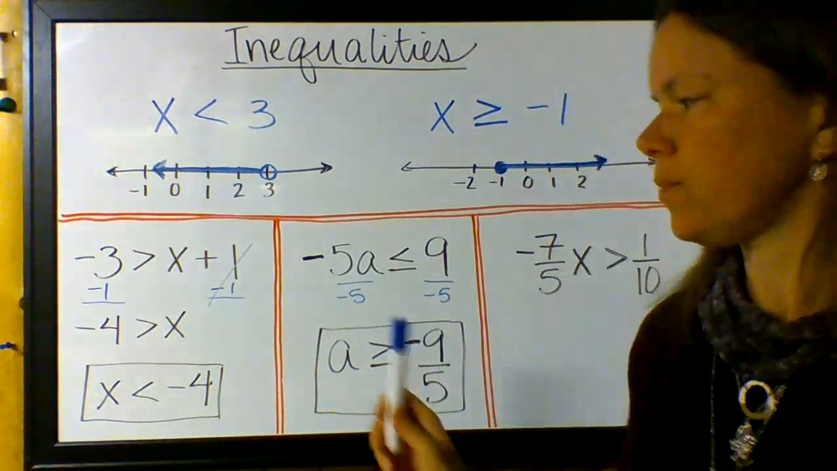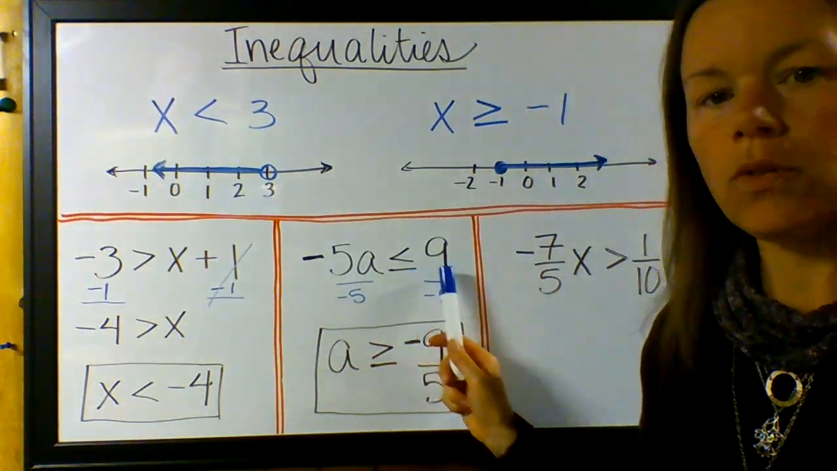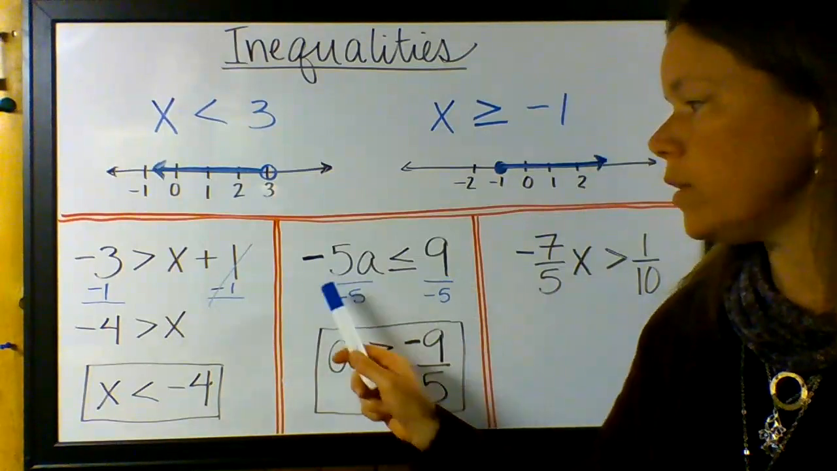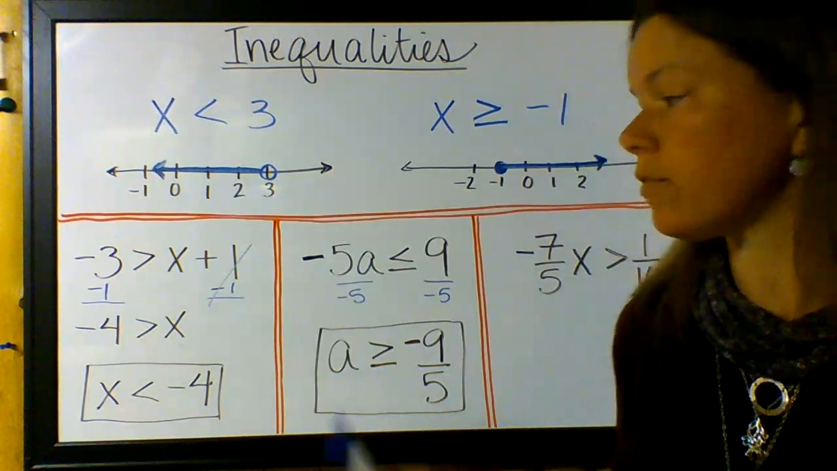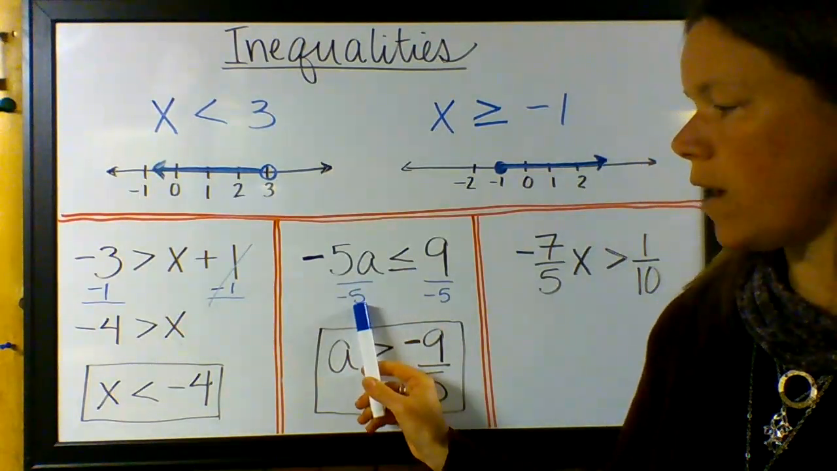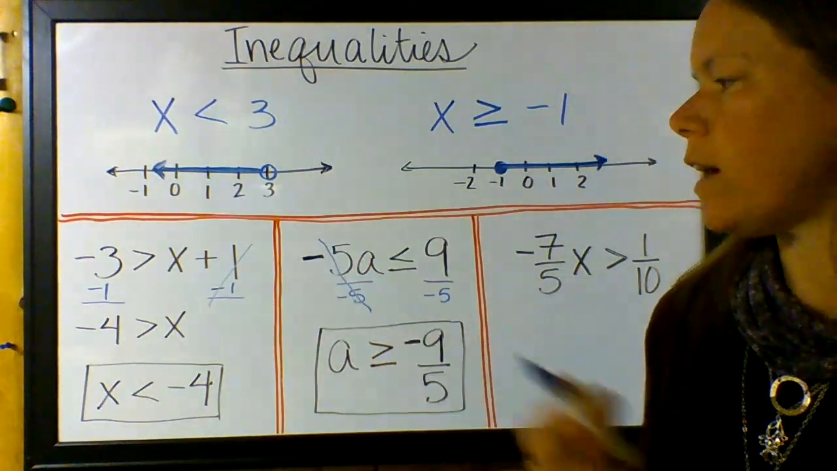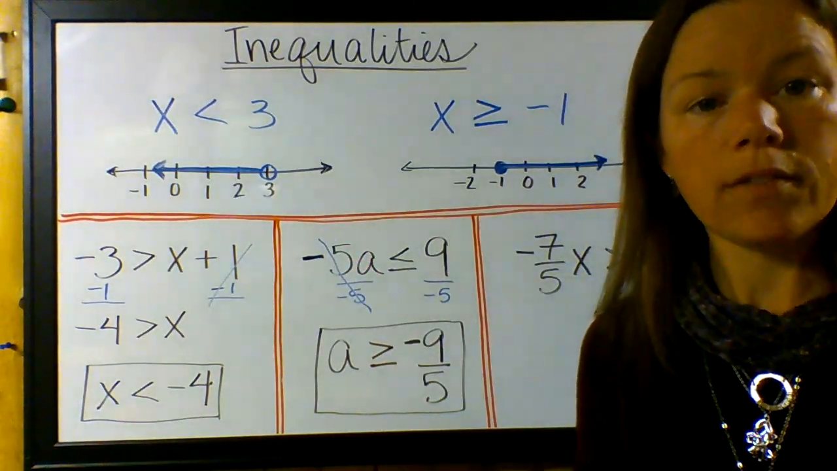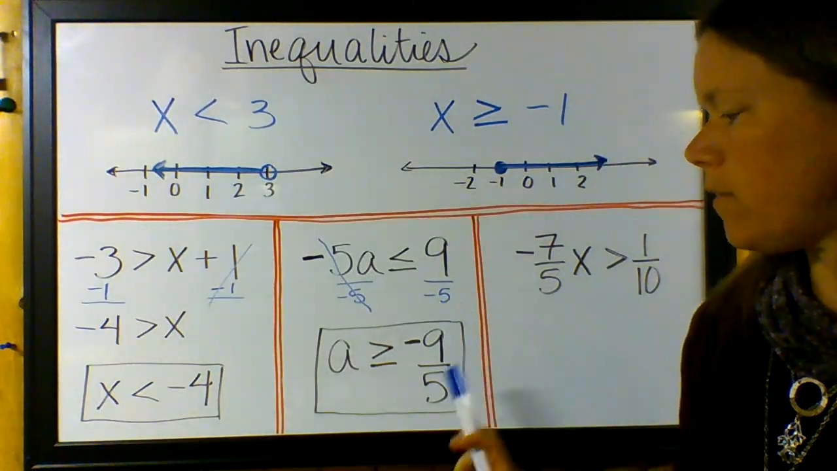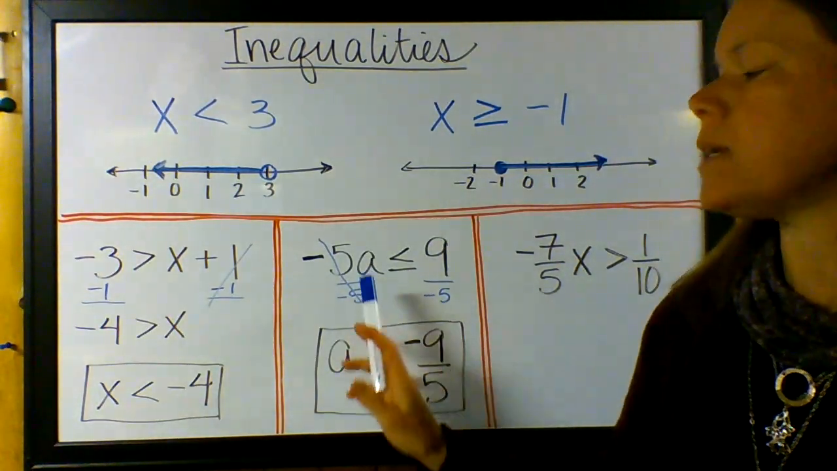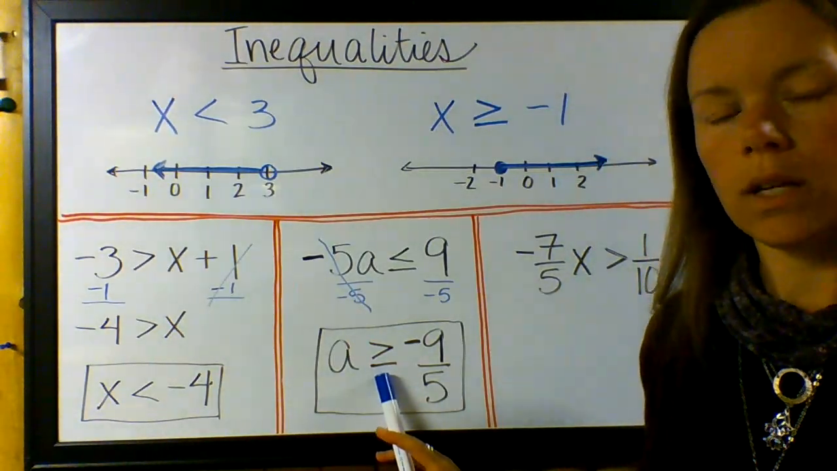Let's look at an example. I have -5a is less than or equal to 9. Okay, we know how to solve this if it's an equal sign, right? Divide by -5, divide by -5. These -5s cancel each other, right? -5 divided by -5 is 1. And then 9 divided by -5 is -9/5. Because I divided by a negative, I'm going to flip the inequality.